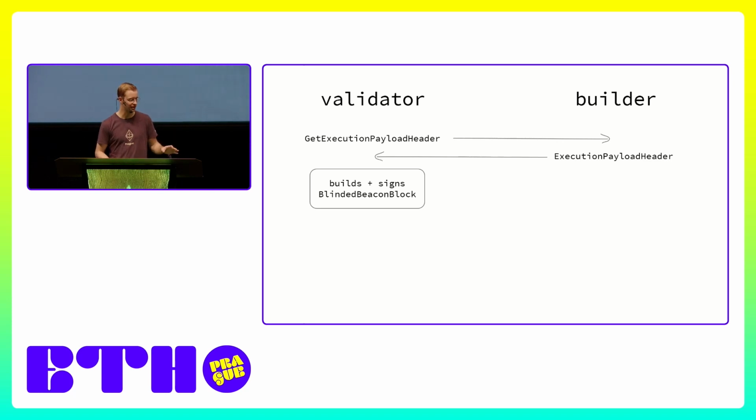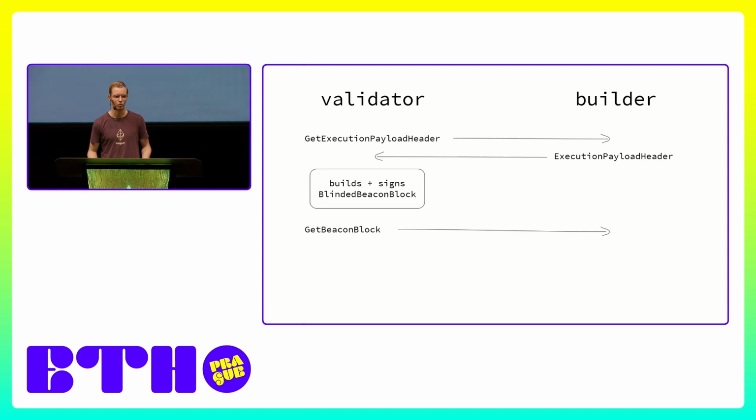So they're able to simply sign this message and send it back to the builder and say, I would like the full beacon block now. And they send their signed blinded beacon block. And this is enough actually to be an accepted consensus message on the beacon chain. So they've basically now committed to saying, this is the block that I'm going to propose.